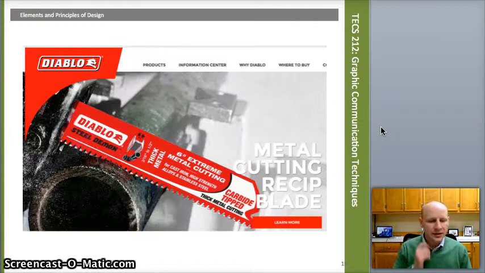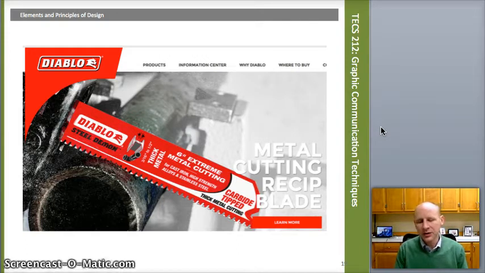And the last one I want to look at here is a graphic from Diablo Tools, and here they're advertising their Sawzall blades. But you can see, color. Right from the get-go, they've used a red color. Again, that's a passionate color. It's an energetic color. When you think about a Sawzall, it's got a lot of energy. It's got a lot of power to it. Red is an appropriate color. You wouldn't necessarily want to use a blue or green. When you're thinking about a Sawzall, you're not thinking calm and cool and those types of things. So red is certainly an appropriate color.